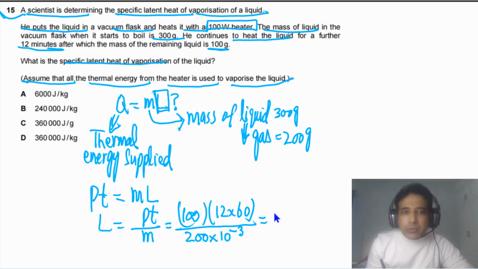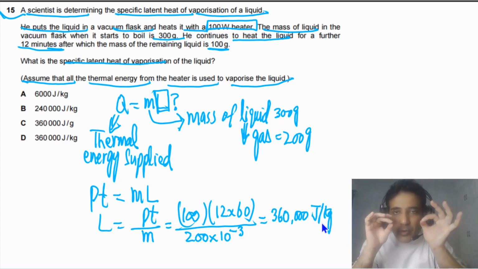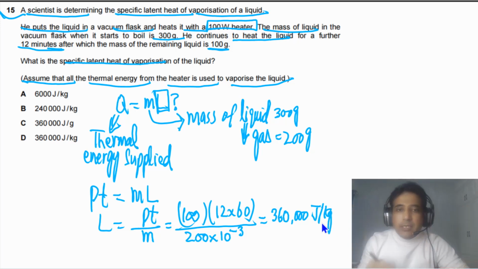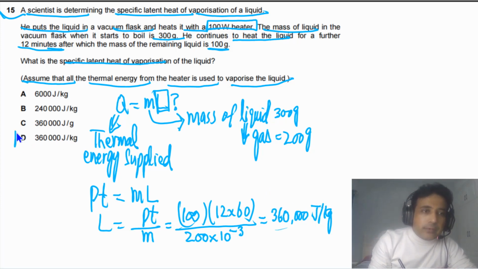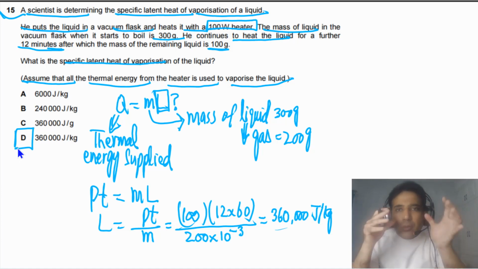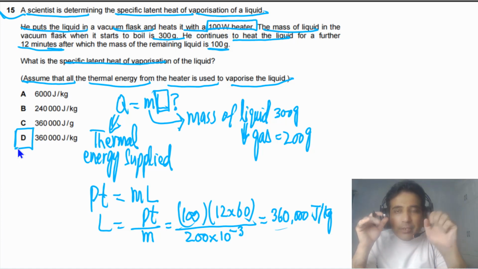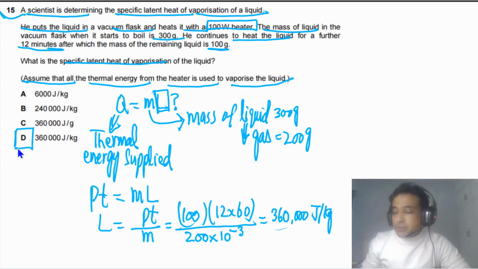Now if we solve this one, our final answer in this case will be equal to 360,000 joules per kg. It simply means that if we want to convert 1 kilogram of liquid into gas, we have to supply this much thermal energy. So the answer for this question is D. So this is how you can approach. You need to understand, not simply remember Q is equal to ML and put in numbers. That's not physics. I hope this question is clear to you.